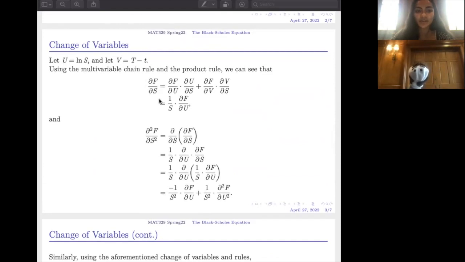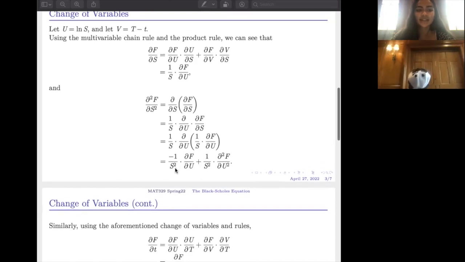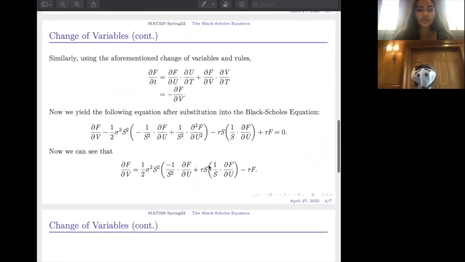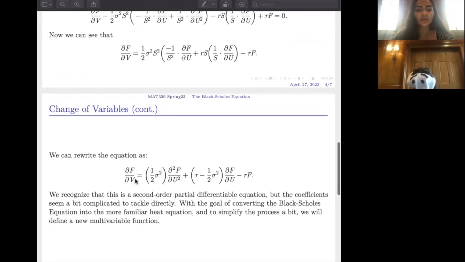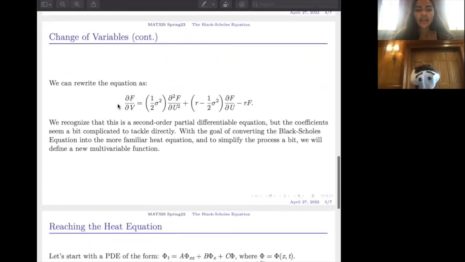And we can use the multivariable chain rule as well as the product rule from calculus to see that this partial derivative will get us 1 over s del f del u. And here to get the second partial derivative fss, we're going to get this little expression here. And then again, we can find this partial differential, and then we can substitute all of these values into the given Black-Scholes equation. And then we'll reorder things a little bit and see that del f del v is equal to this. And then we can factor that out a little bit.